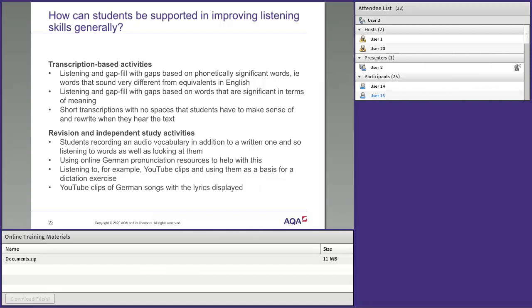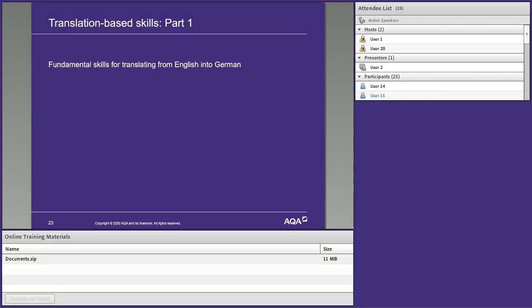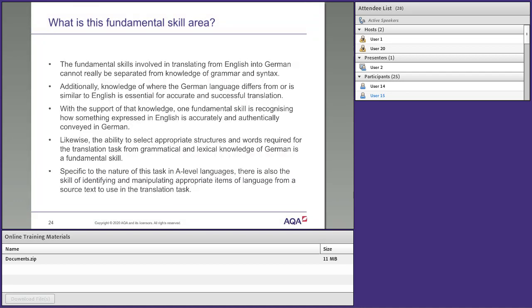We're going to move now on to translation. So the fundamental skills in translating from English into German can't really be separated from their knowledge of grammar and syntax. Additionally, a knowledge of where the German language differs from or is similar to English is essential for accurate and successful translation. With the support of that knowledge, one fundamental skill is recognizing how something expressed in English is accurately and authentically conveyed in German.